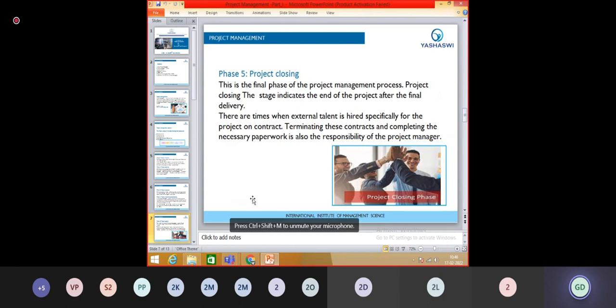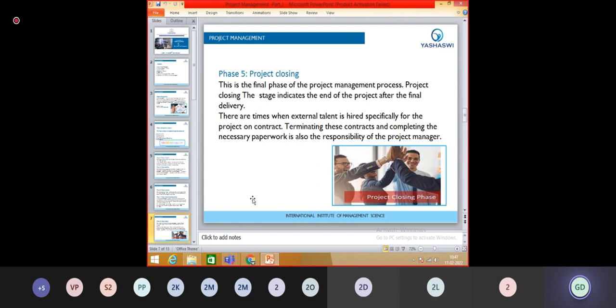This is the easiest step of project management, that is project closing. Yes, this is the final phase of the project management process. Project closing indicates the end of the project after the final delivery. There are times when external talent is hired specifically for the project or contract. Terminating this contract and completing the necessary paperwork is also the responsibility of the project management. We are also studying in our fourth unit what the roles and responsibilities of a project manager are.